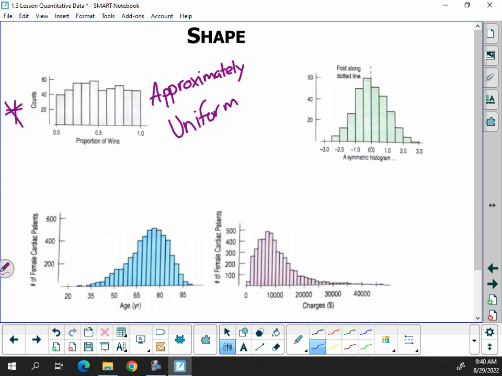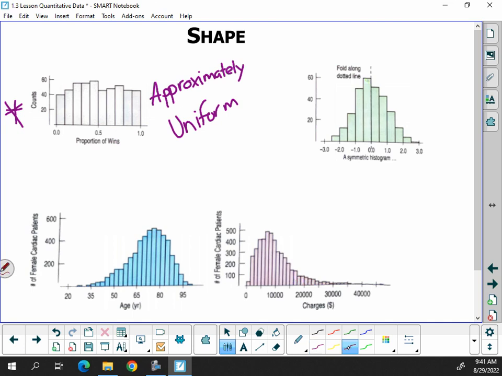So a uniform distribution is when all of the bars, or all of the, we call them bins, where we put the counts in there, when they're all the same, we call that uniform. So that was approximately uniform.